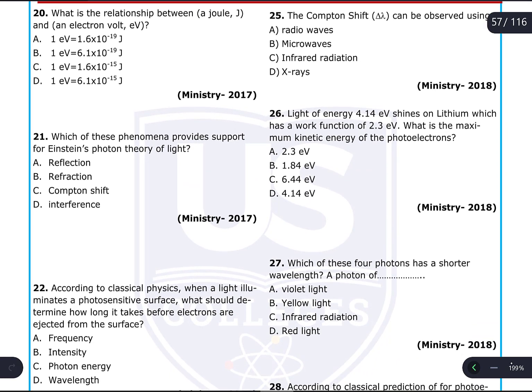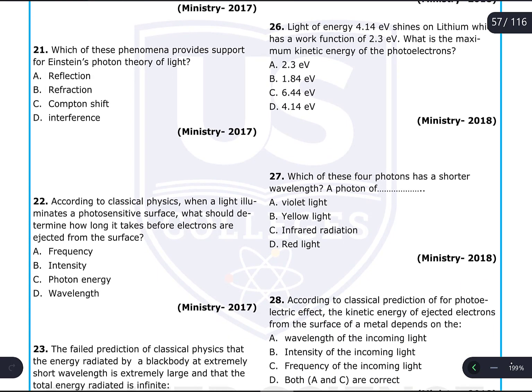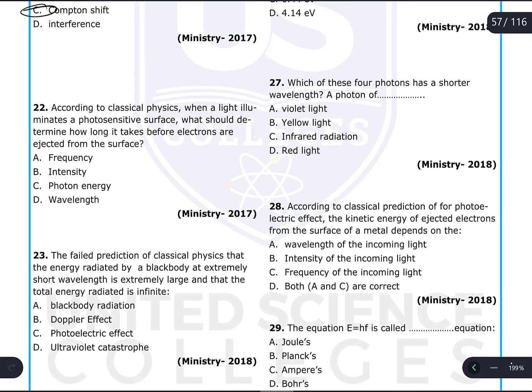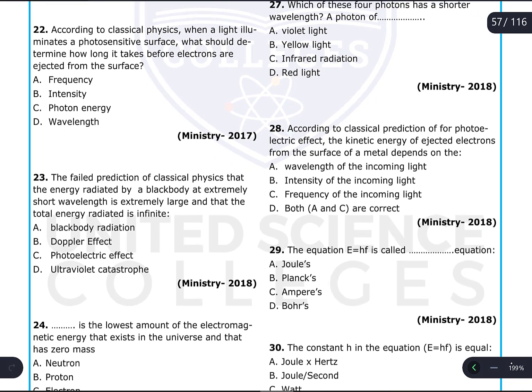Question number 20. What is the relationship between a joule and an electron volt? Well, it's very easy because we know 1 electron volt is equal to 1.6 times 10 to the power of negative 19 joules, so A is the correct answer. Question 21. Which of these phenomena provides support for Einstein's photon theory of light? Of course, the experiment done after Einstein's photoelectric effect is the Compton shift. Compton shift.